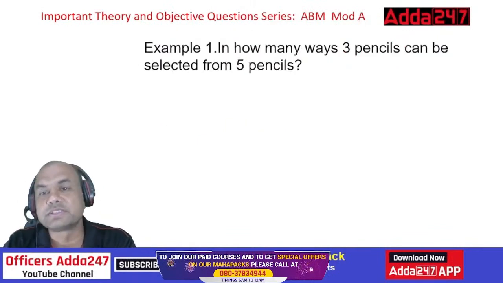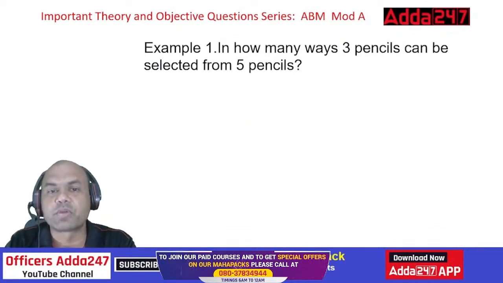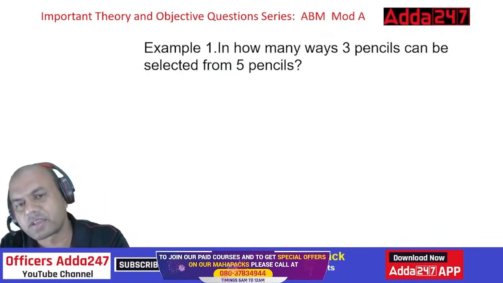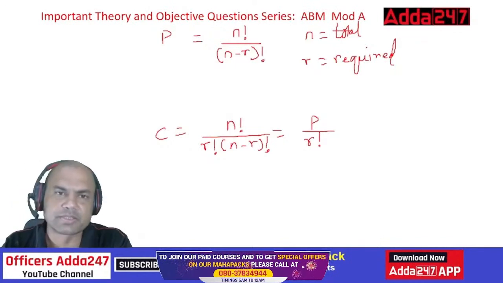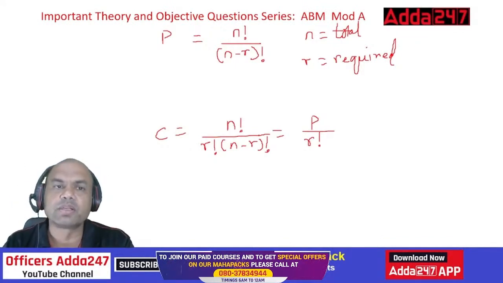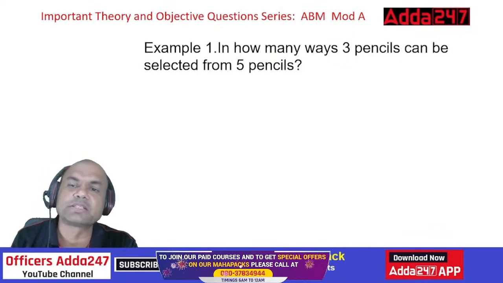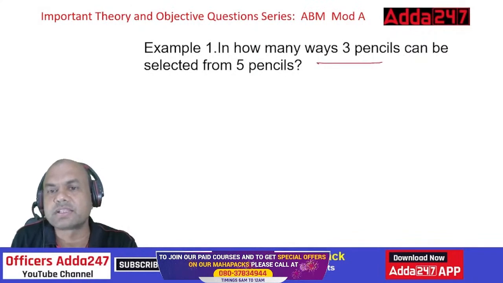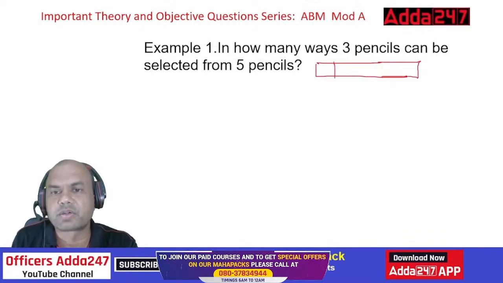In how many ways can 3 pencils be selected from 5 pencils? Now look at this. Here comes the question of permutation and combination. You have to think about what 3 pencils means. See here, these are 5 pencils. So I can select any 3 pencils, right? 1, 2, 3, 4 and 5. Suppose these are the 5 pencils.